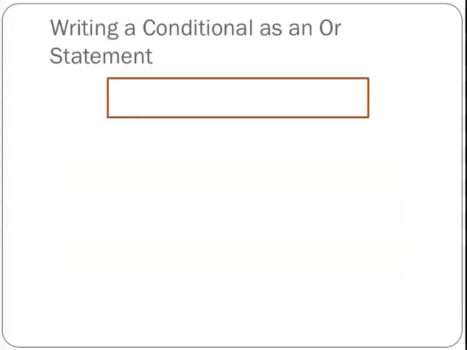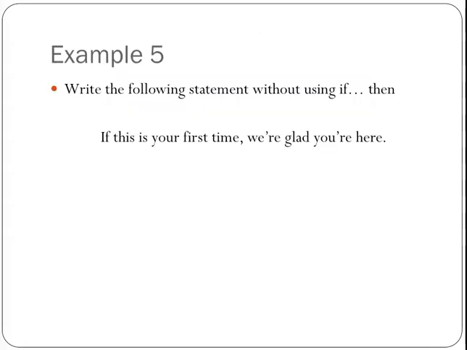All right, writing a conditional as an or statement. So another way to write P implies Q is to use the statement not P or Q. That is equivalent to saying if P happens, then Q happens is the same as either not P or Q. Okay, so let's take a look at some statements and we'll try to rewrite them as an or statement instead of using the if then statement.